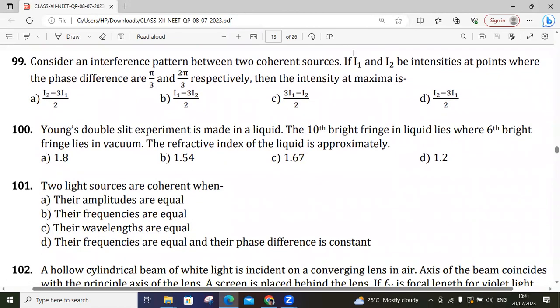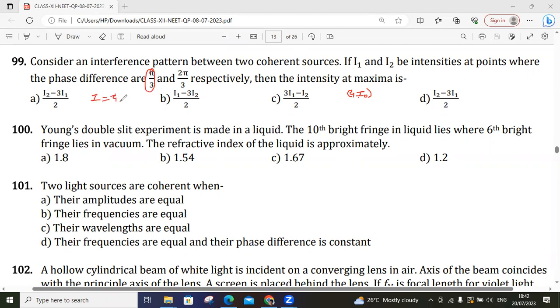Consider an interference pattern between two coherent sources. If I1 and I2 be intensities at points where the phase differences are pi by 3 and 2 pi by 3, then the intensity at the maximum is. Intensity at the maximum is 4 I naught only, that we know. Where intensity at phase difference pi by 3 is I1, they are telling.